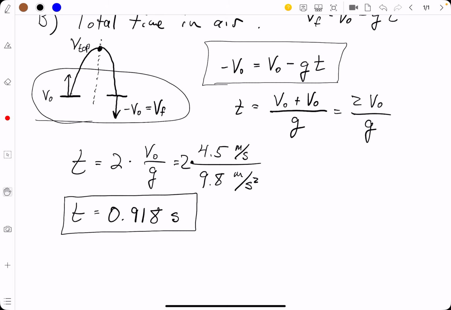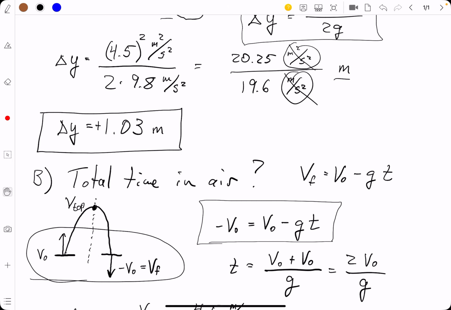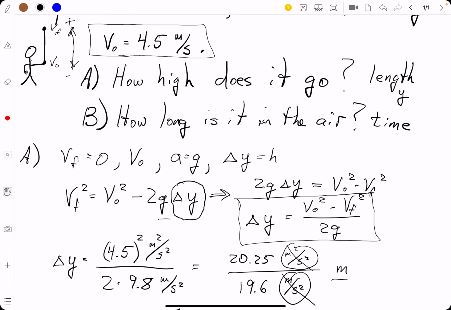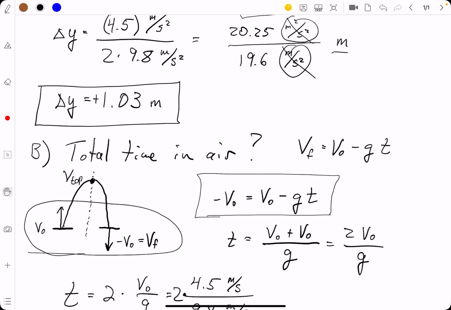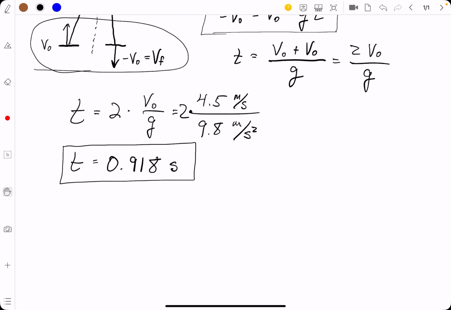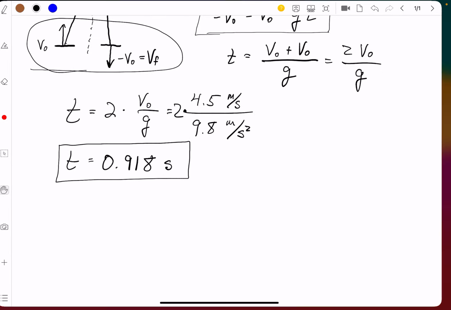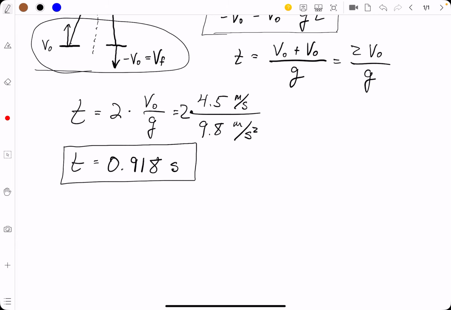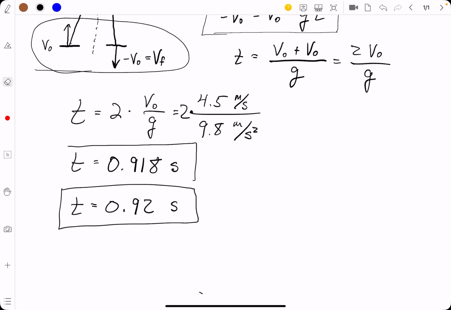Now, let's see, what were we given? We were given 4.5. So we're really given 2 significant figures. So we can change that to the correct significant figures of 0.92 seconds. And that's really our answer, and we can scratch this off as our leading up to answer.